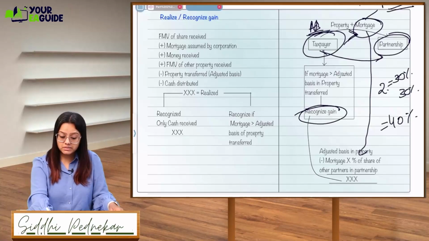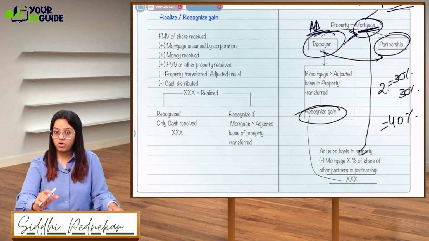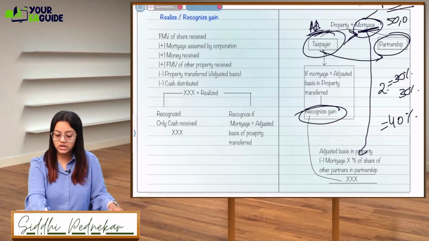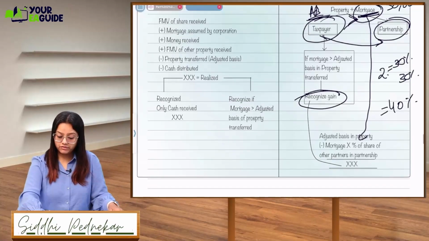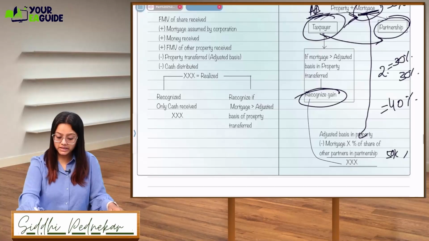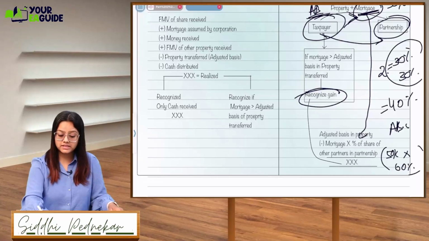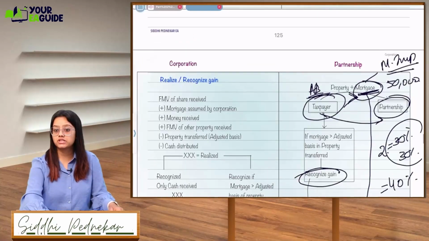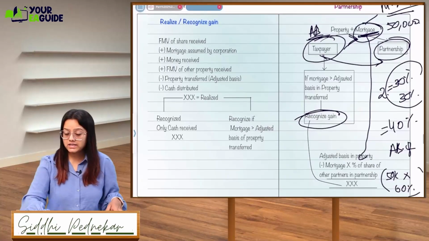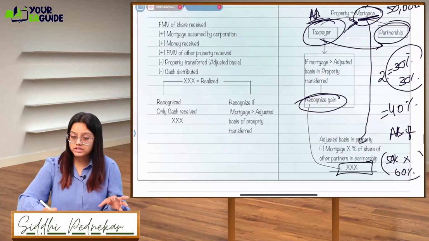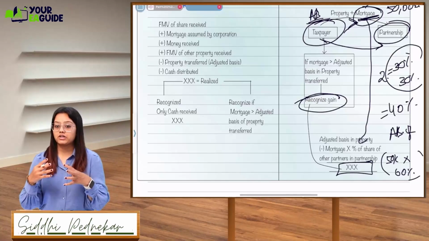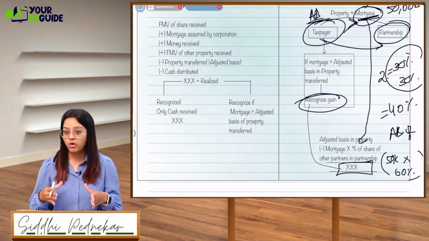So whatever is the outstanding mortgage, let's say 50,000 mortgage was outstanding, you'll have to take 50,000 multiplied by the share of other partners, that is 60%. This will get reduced from the adjusted basis of the property which a person is transferring. Got it, guys? And then the remaining amount which you receive is the basis of a partner in the partnership firm. Please remember this formula.